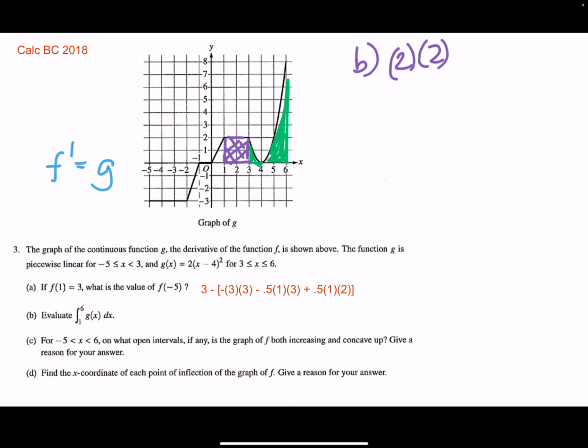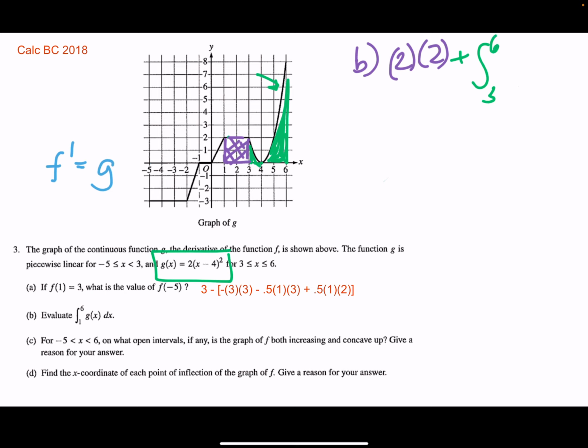And then the green region, I need an integral to integrate that. So the very first thing is I need to name this function. It's a parabola that's been shifted right 4 units. Oh wait, they give it to me. Okay, so what am I going to do? I'm going to integrate that. So I'm going to take the integral from 3 to 6.